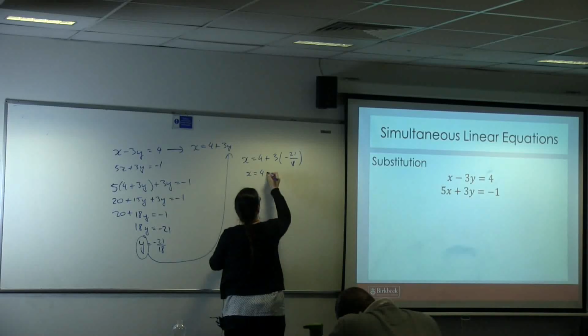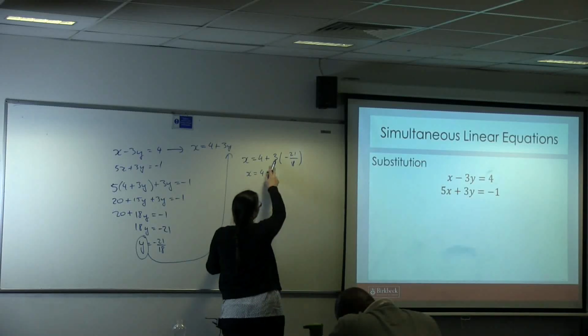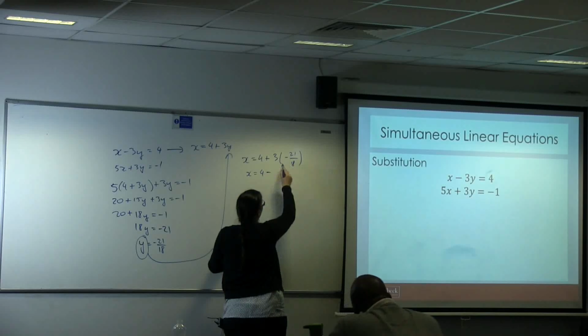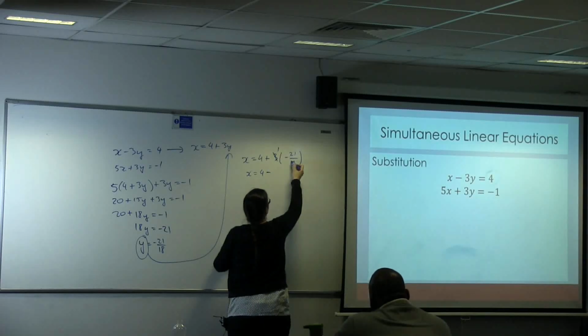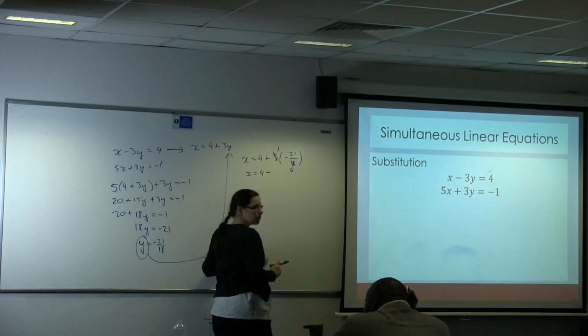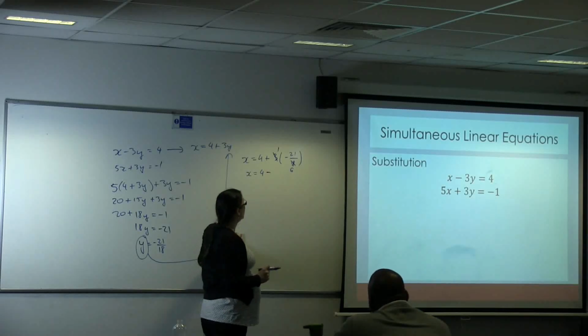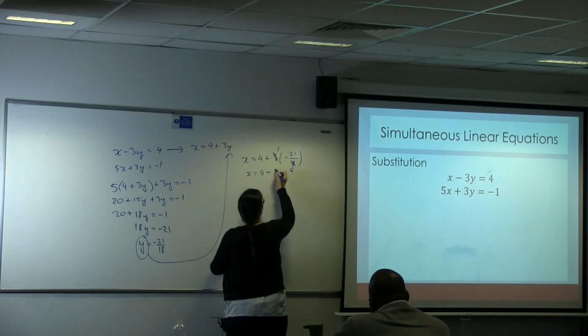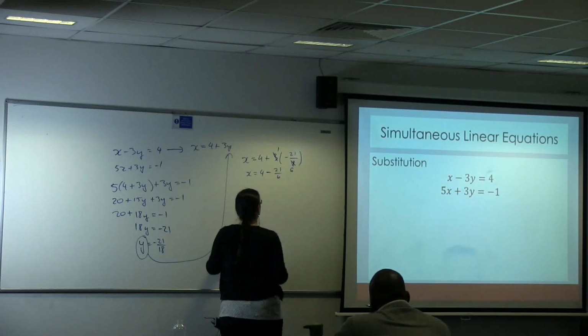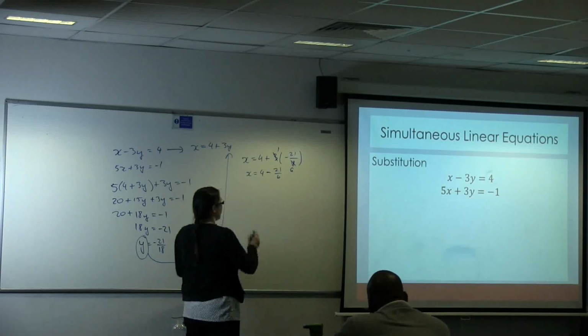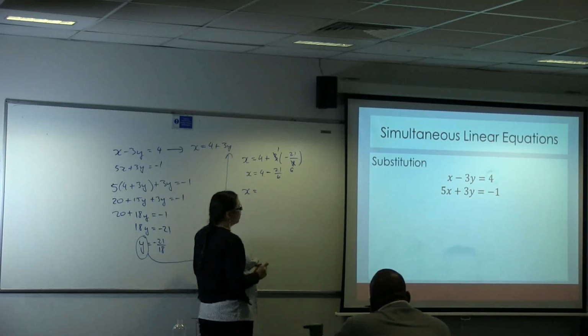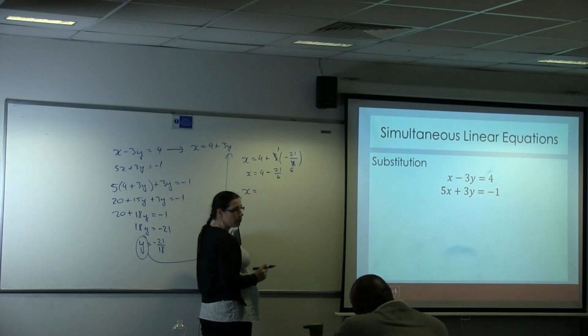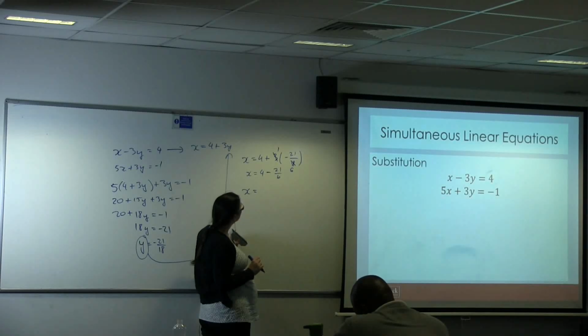So it's 4 minus. Now what I see is that 3 and 18 can be cancelled down. So that will be 1 and that will be 6. Because 6 times 3 makes 18. So that is 4 minus 21 over 6. Now this is a fraction I need to take away. So 21 over 6 is 3.5. 4 minus 3.5 is 0.5.